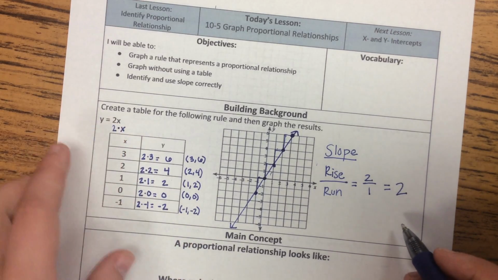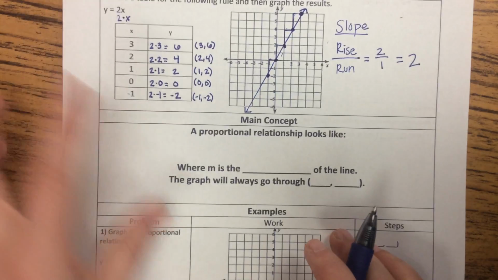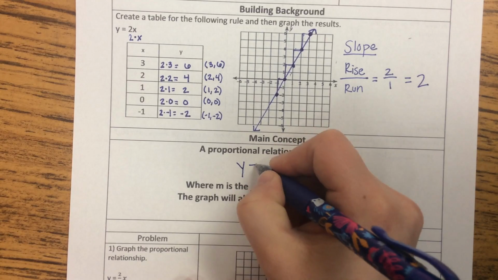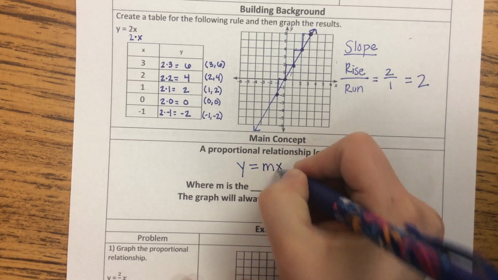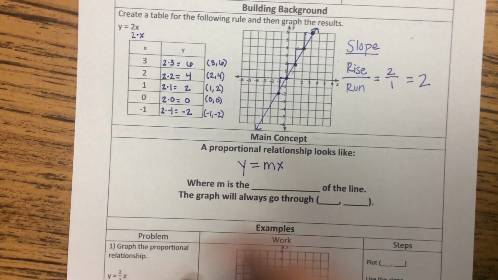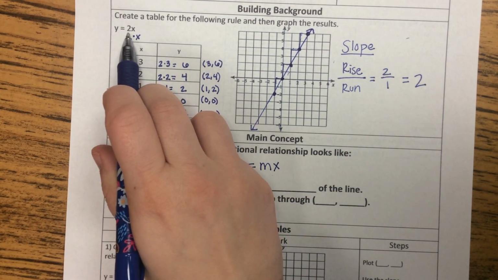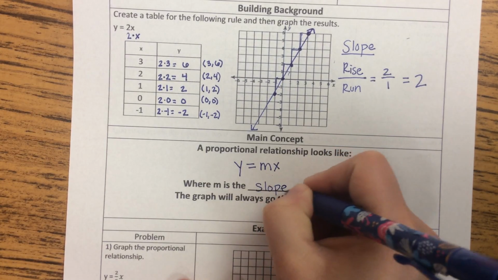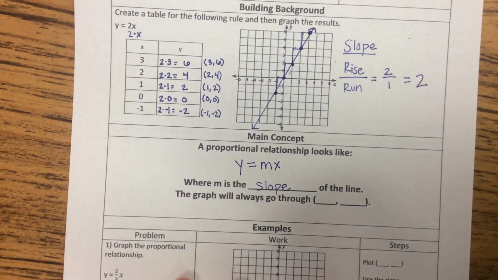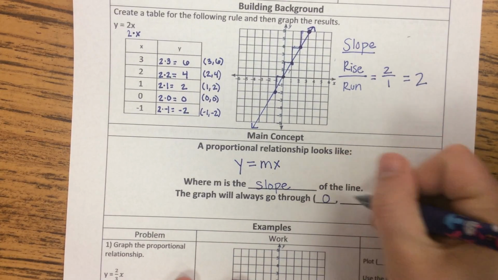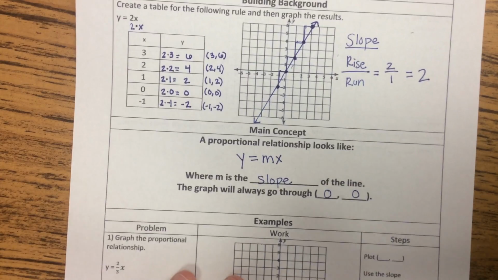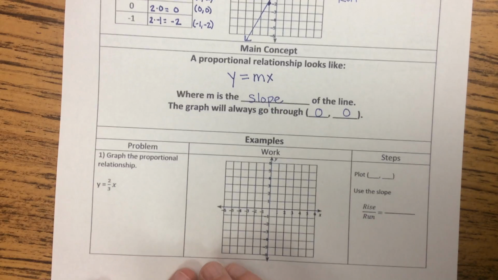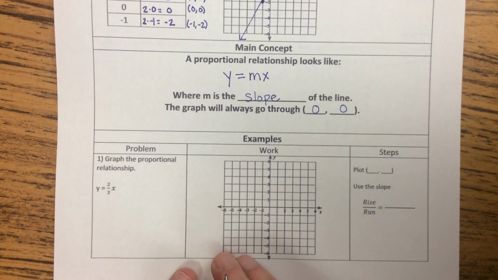Okay. So proportional relationship, when we graph it, it really comes down to everything that looks something like this. y equals mx. That's a proportional relationship. M is really this number right here. That m is really the slope of the line. And the line graph will always go through 0, 0. So that's the big idea today. So today we're going to graph this proportional relationship.